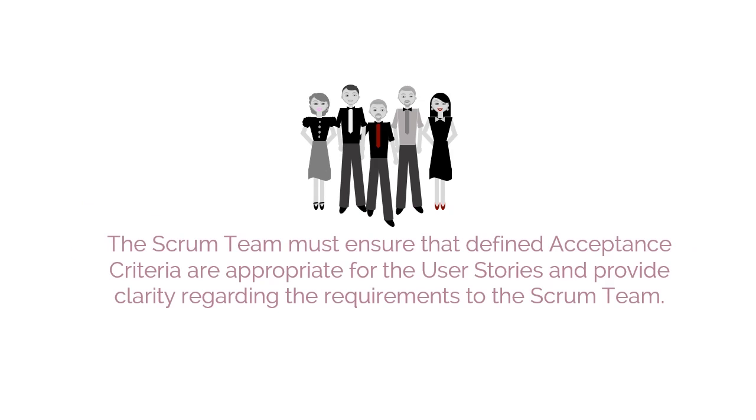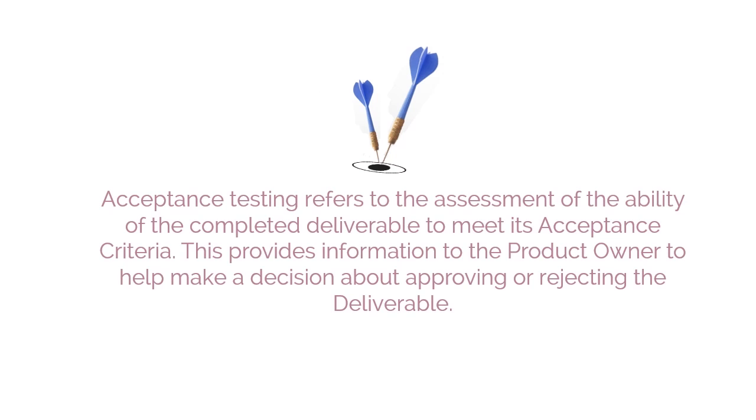The Scrum team must ensure that defined acceptance criteria are appropriate for the user stories and provide clarity regarding the requirements to the Scrum team. Acceptance testing refers to the assessment of the ability of the completed deliverable to meet its acceptance criteria. This provides information to the product owner to help make a decision about approving or rejecting the deliverable.